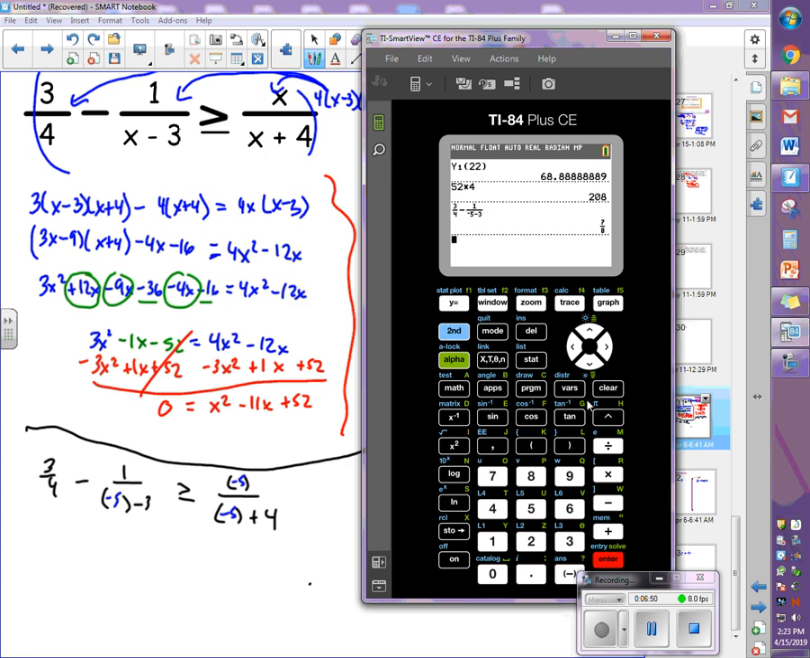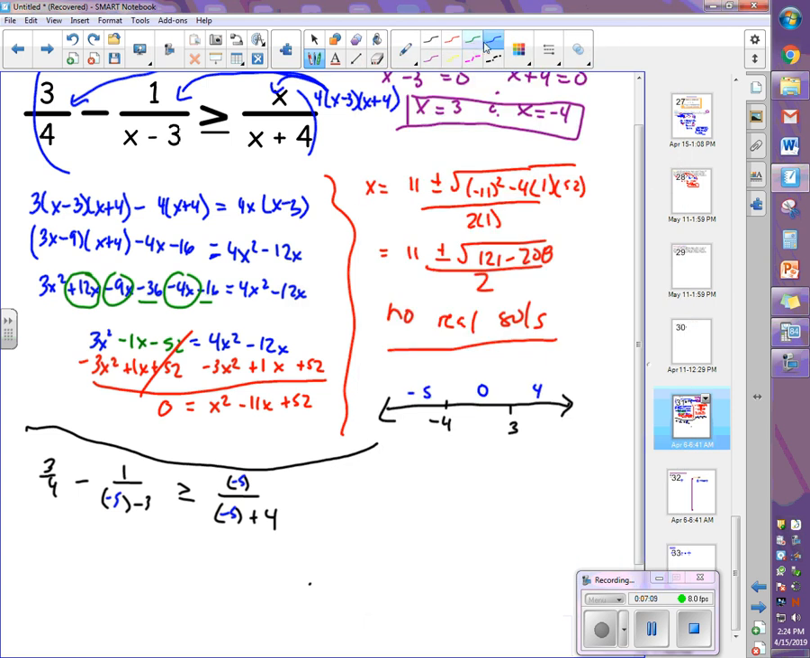So 7/8 and 5. So we're seeing is 7/8 greater than 5. And that's false.